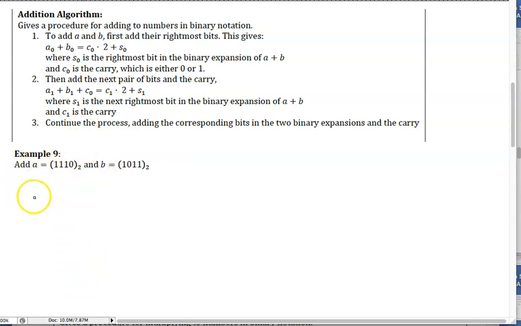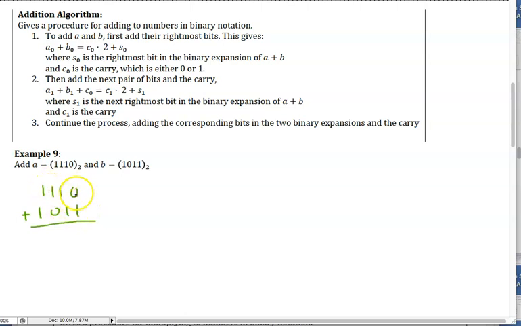So I have these two numbers. A is 1110 base 2, and I want to add it to 1011 in base 2. Basically this is just like addition in base 10, but you can't use any digits other than 0 and 1. So if you are going over, you're going to find the mod. The remainder of the division goes as the answer, and then you carry to the next place value.